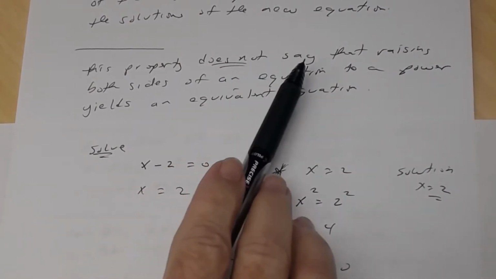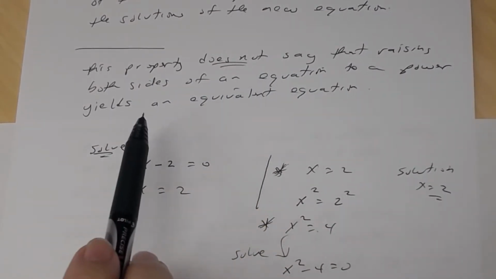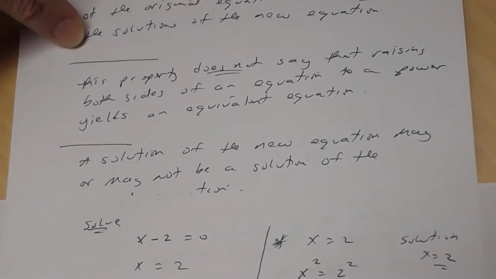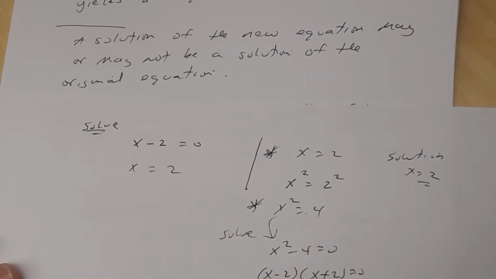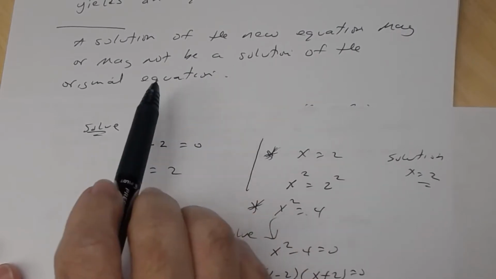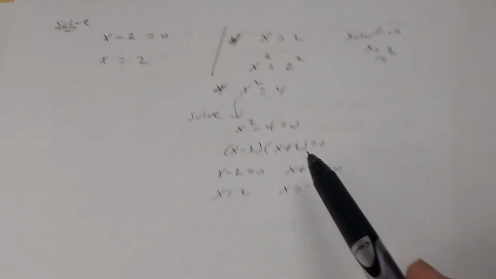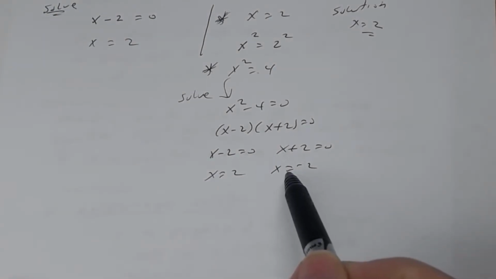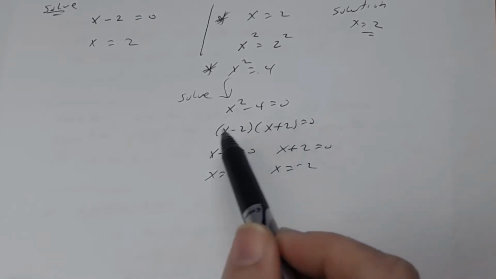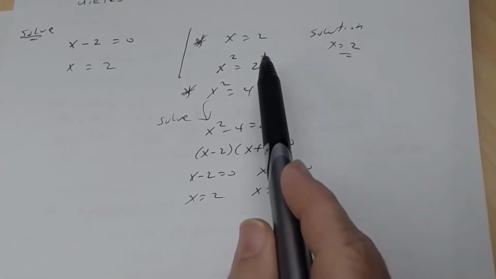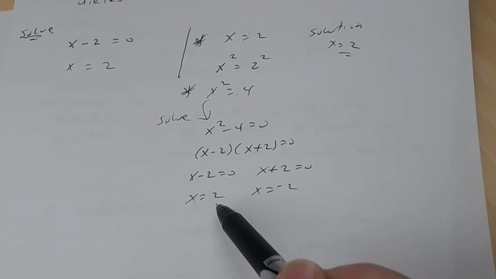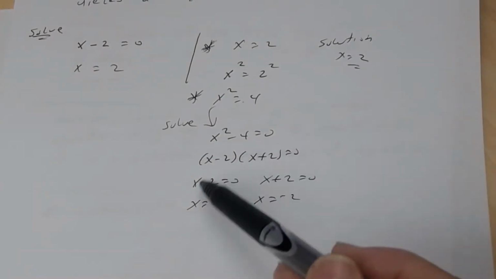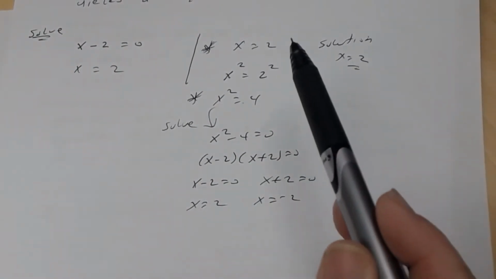All right, so let's talk about this again. This property does not say that raising both sides of an equation to a power yields an equivalent equation. So that's what this means. Let's continue. A solution of the new equation may or may not be a solution of the original. So let's go back over here. You see this new equation? The solutions are 2 and negative 2. Are the solutions here solutions to the original? No. One of them is, but the other one is not. So the solutions of the new equation may or may not be solutions to the original.